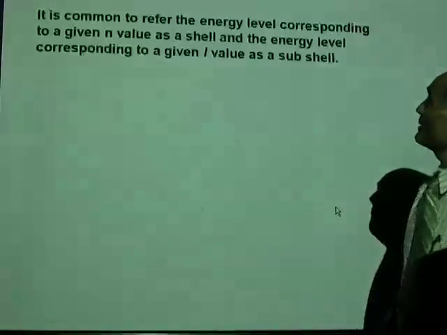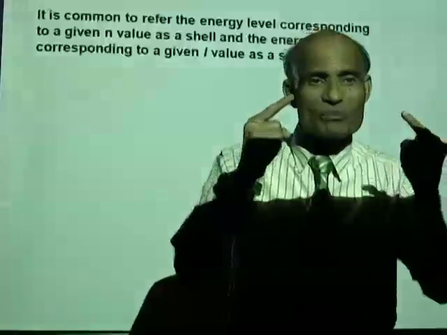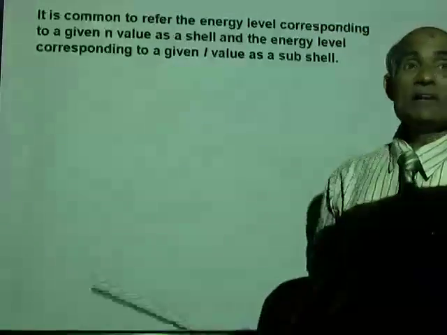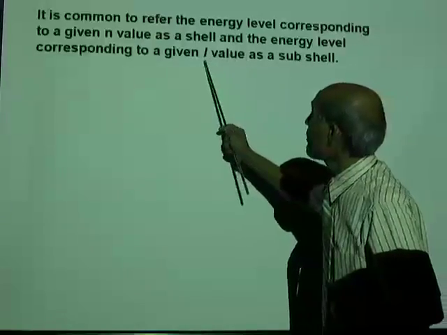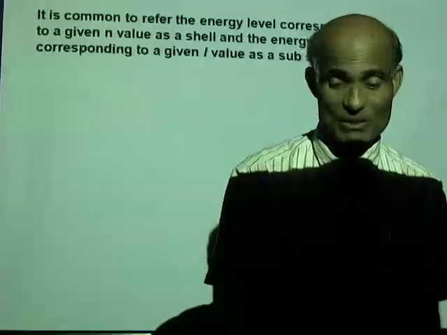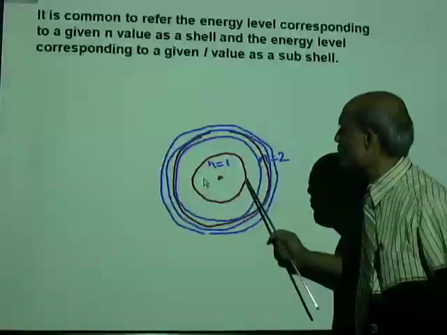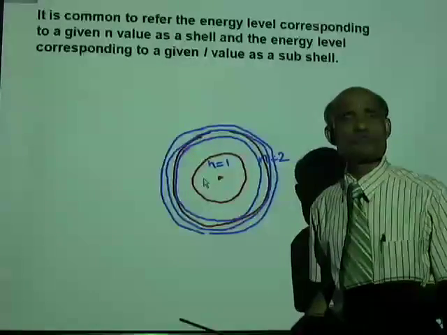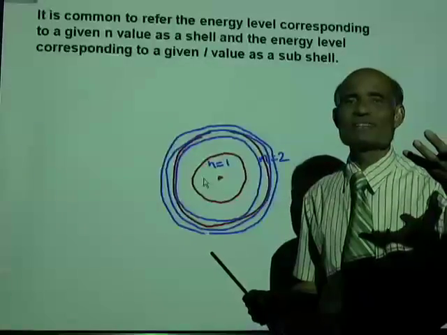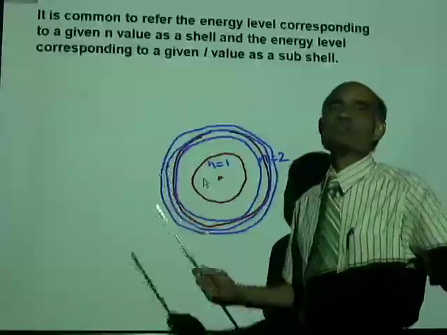Now, it is common to refer to the energy level corresponding to a given n value as a shell. So, n equal to 1 will be the first electron shell, n equal to 2 will be the second shell, and so on. And then there will be subshells corresponding to L values. So there are shells and then subshells, and we will have a look at that. I have made a very primitive diagram here. If you look at n equal to 1, n equal to 1 doesn't have any more subshells, because for n equal to 1, L can have only one value, that is 0. Is that right? So for the n equal to 1 shell, there is only one subshell.